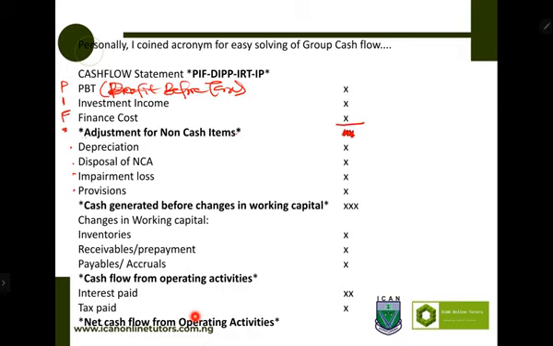Then you have your depreciation, disposal. The depreciation is D, disposal of non-current assets is I, impairment loss is the first I, provision is the P. Have you seen it? Having calculated that, you see a hyphen, because all that you are going to get here is called cash generated before changes in working capital. After that, we now go to what? Changes in working capital.